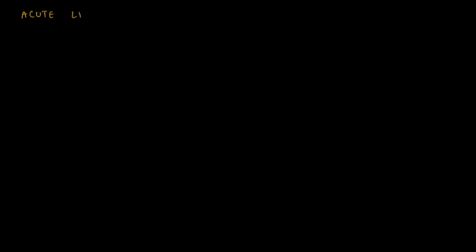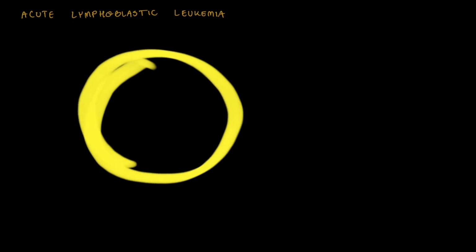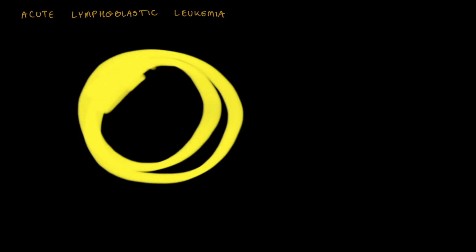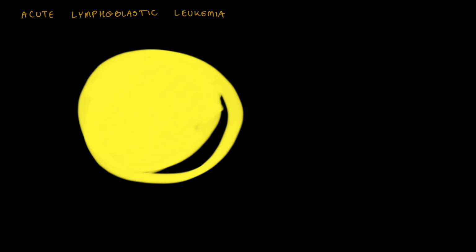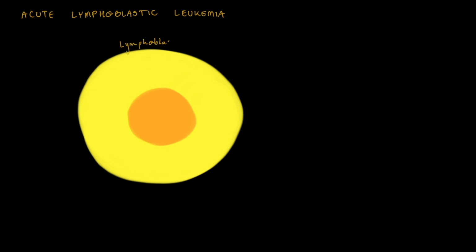So, to understand the pathology, the physiopathology of acute lymphoblastic leukemia, we need to understand the principles of cancer, right? Let's suppose that this is going to be a lymphoblast. So, it's an immature cell, but this cell is going to have a nucleus. This nucleus is going to have genetic material. This genetic material is going to be relevant for the production of proteins.